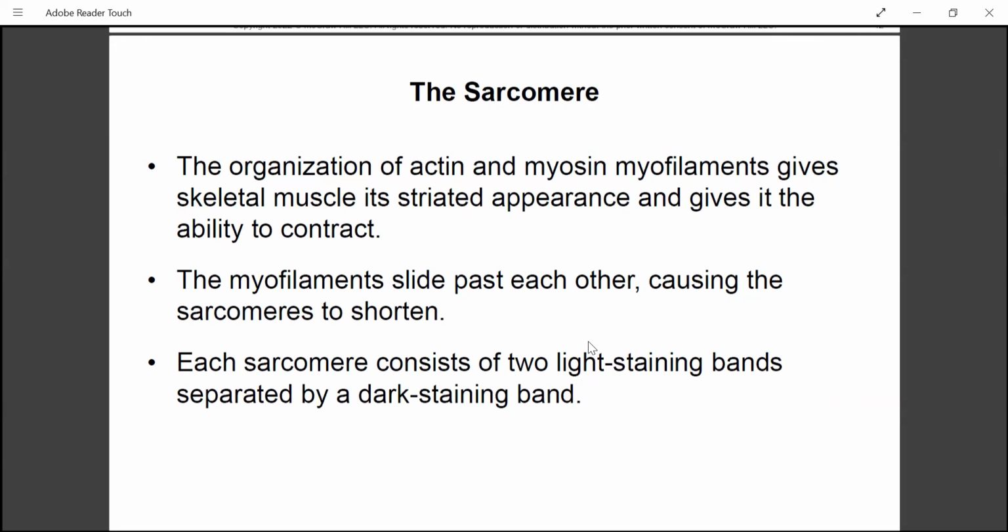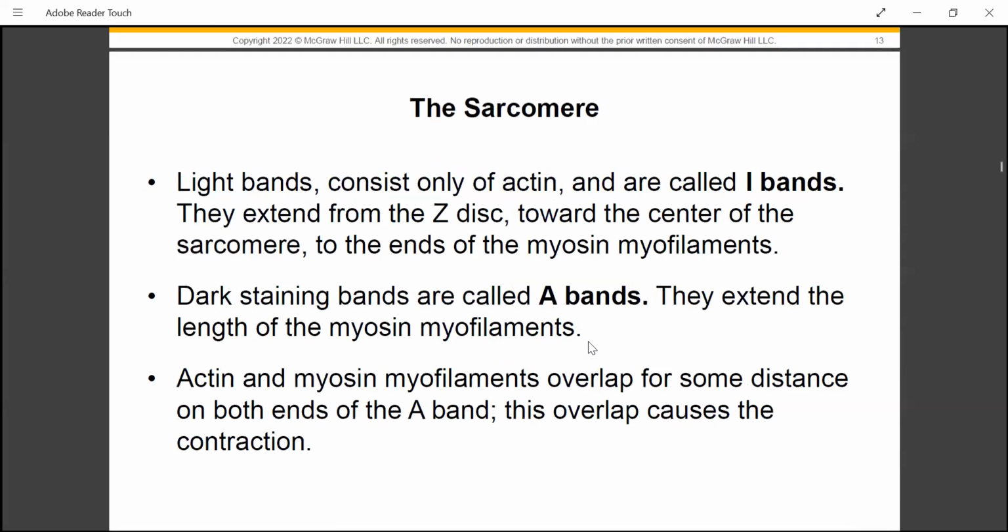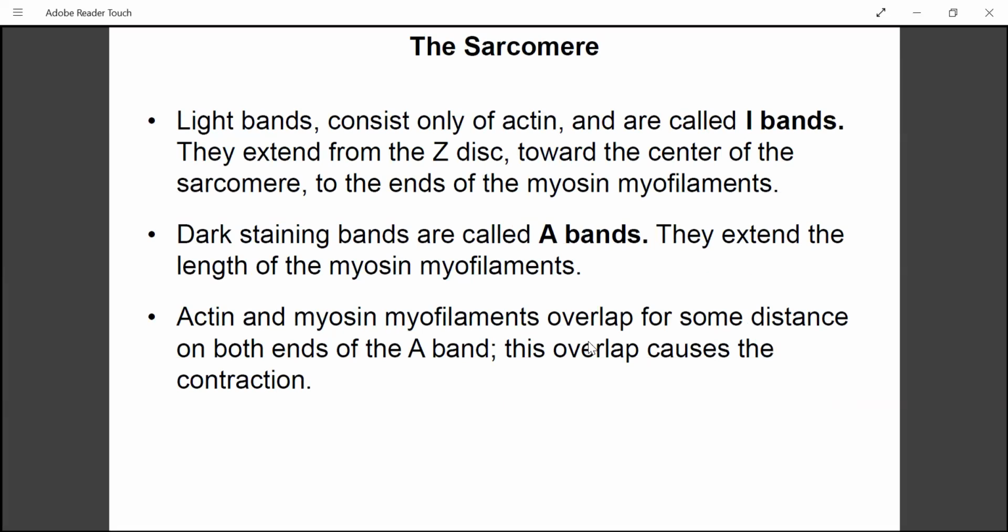Remember, our thin and thick filament organization is what causes the striated appearance of skeletal and cardiac muscle. We call our contraction theory the sliding filament theory because our two sliding filaments, the actin and myosin, slide past each other, which causes sarcomeres to shorten.